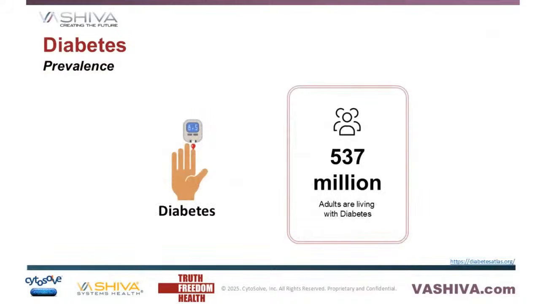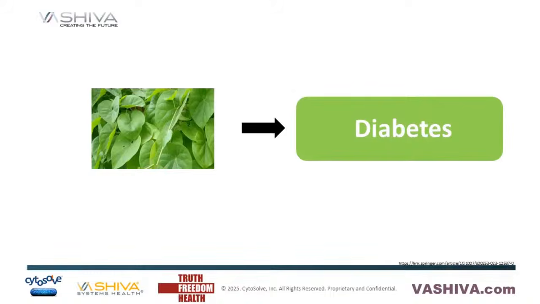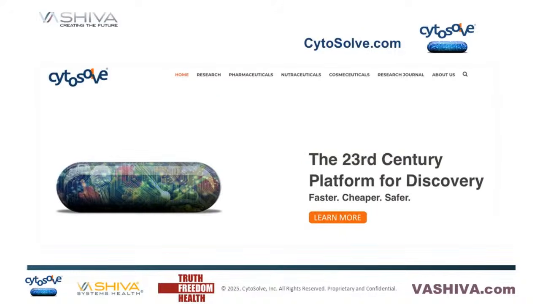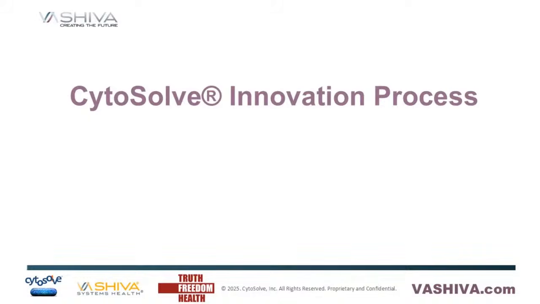Now, 537 million adults are living with diabetes, and we're going to look at how Tinospora cordifolia helps with diabetes. The way we're going to approach this is we have a very powerful technology called Cytosolve, which I spent many, many decades developing. We're applying this to everything, and it was only recently that we decided, why don't we apply it also to diabetes? In order to understand that, I'd like to share with you what the Cytosolve innovation process is. What do we actually do at Cytosolve to go through this process?